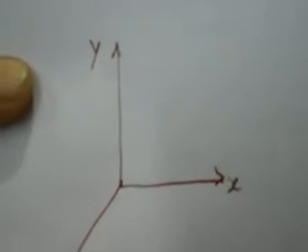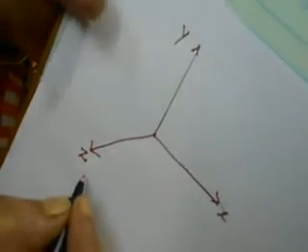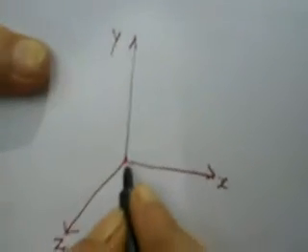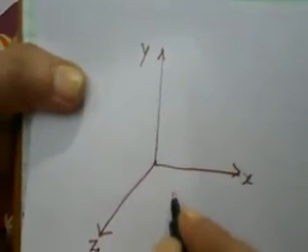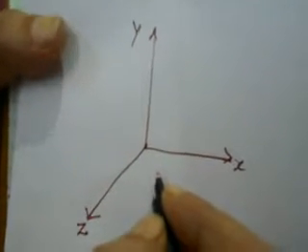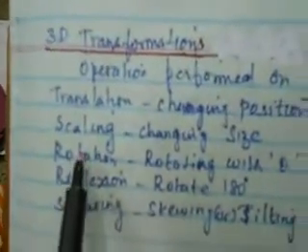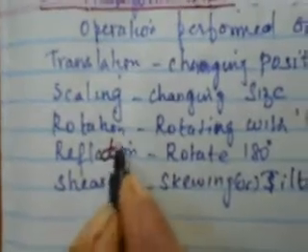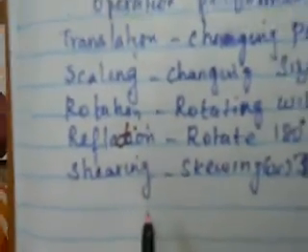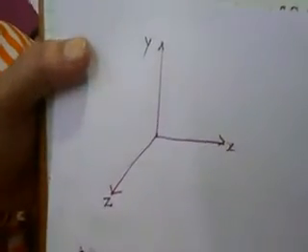Here we are going to add the third dimension, that is the z-axis, so that we can do all the transformation operations, which is called 3D transformation. Here also we have the same 5 operations: one is translation, another one is scaling, rotation, reflection, and shearing. So these 5 operations here also we are going to perform.